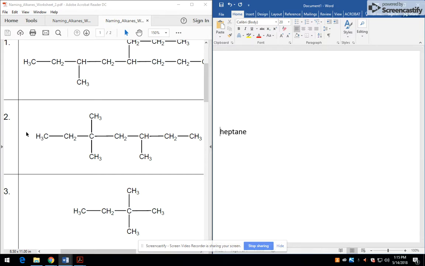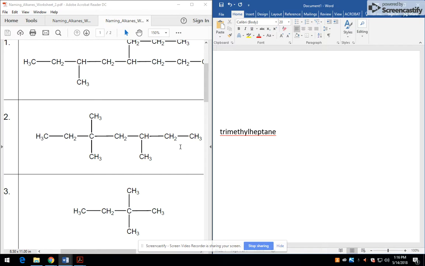Now, this time, off of the heptane, we have 3 branches. Here's one. Here's another. Here's the third. But they're all the same. They're all methyl groups. So I have to say something about how many methyl groups I have. I have 3 methyl groups. So that is a trimethyl. Notice it's not propyl. Propyl would be a 3-carbon branch, 1 branch, 3 carbons in a row. That's not what we have. We have 3 branches, all 1 carbon. So we have 3 methyl groups, trimethyl.